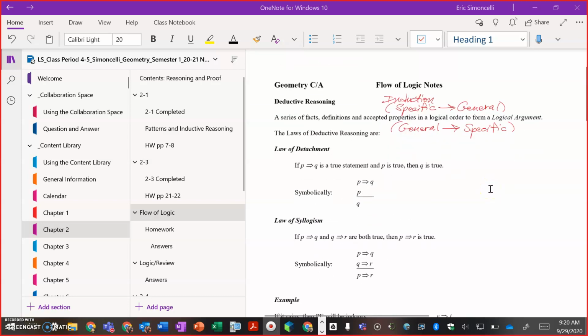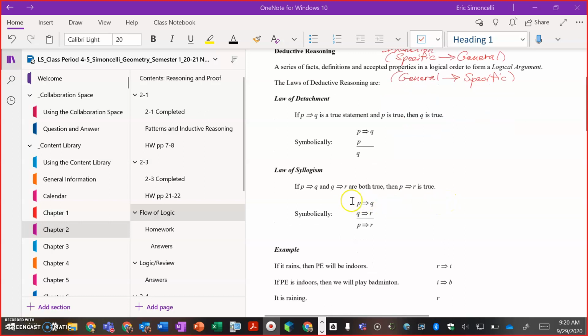There are two laws of deductive reasoning. The law of detachment: if P then Q is a true statement and P is true, then Q is true. Symbolically, this is how we write it. So if P then Q is true, and we know P is already true, then Q must also be true.